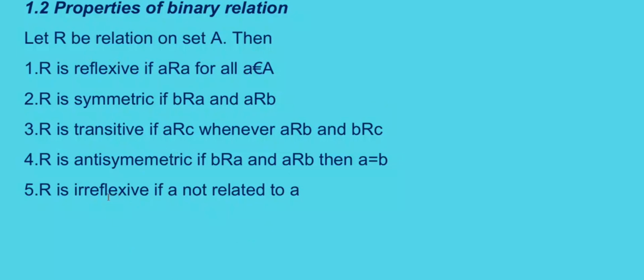So it will hold only those values where A is not related to A, meaning it will not accept diagonal pairs. But in reflexive, it will accept diagonal pairs as well as the additional elements.